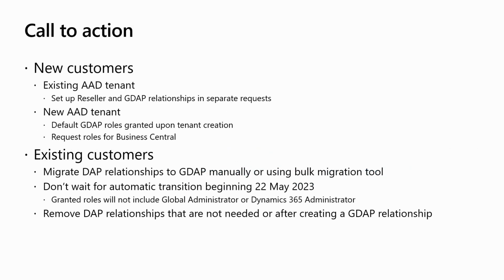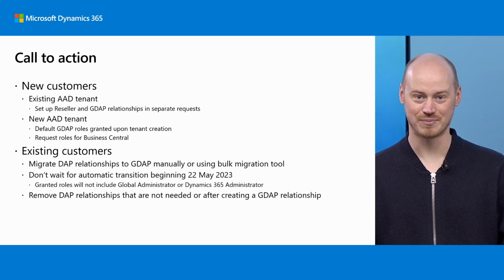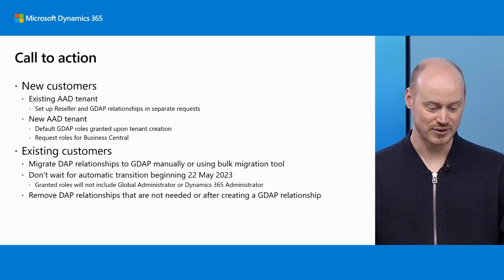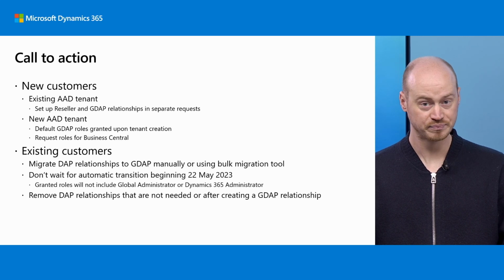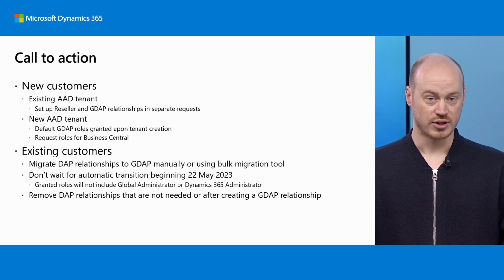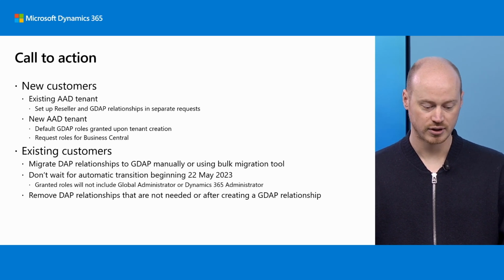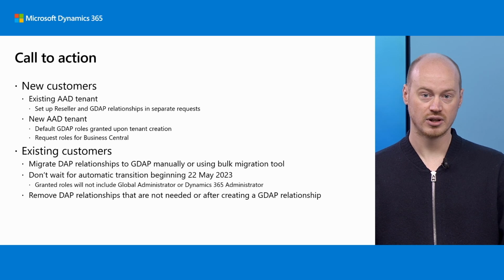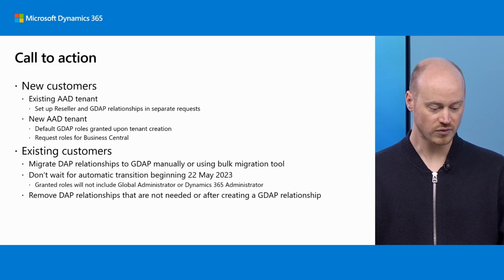So our call to action here, the time has come for DEP to go away and for you to migrate to GDEP relationships, meaning that for new customers, if a customer is already a Microsoft customer and already has an AAD tenant, you set up a reseller relationship and a GDEP relationship in separate requests to this customer. If a customer is completely new to Microsoft and you're creating a new AAD tenant on behalf of this customer, you would be granted a few GDEP roles by default upon tenant creation, and you'd have to separately request access to a role that would let you administer Business Central.